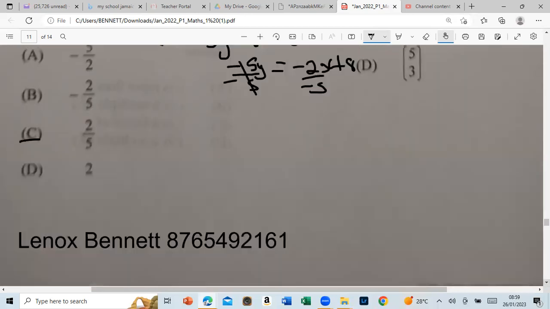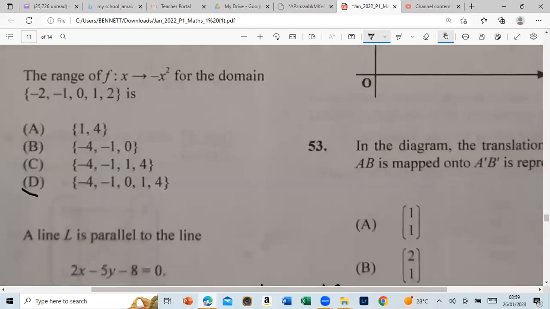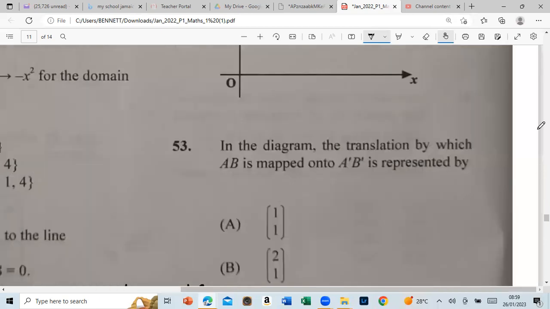Right, let's look at the number there. So stop.